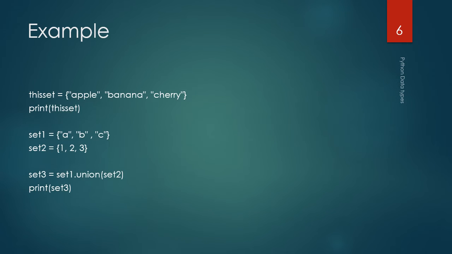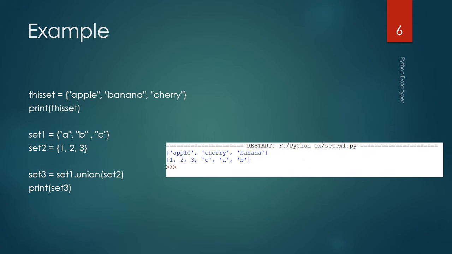Well, in the first statement, we are declaring a set. And you can see the elements are enclosed in curly brackets. Print this set will print the elements of the set. And in the third and fourth statement, we can see that we are declaring two sets, set 1 and set 2. And in the next statement, we are performing a union operation. Set 3 equal to set1.union(set2).